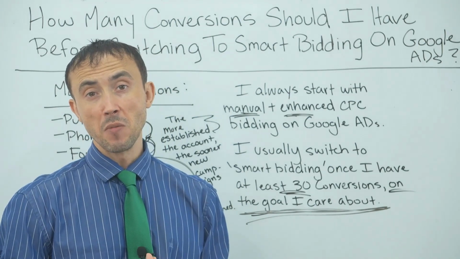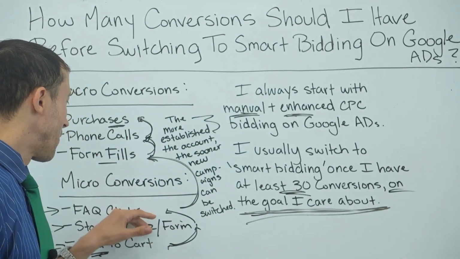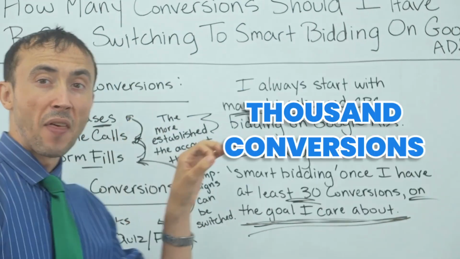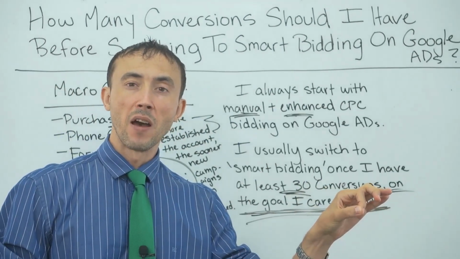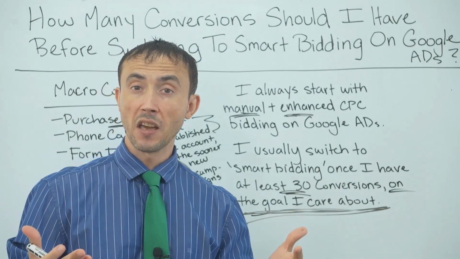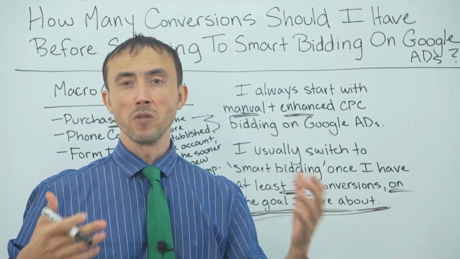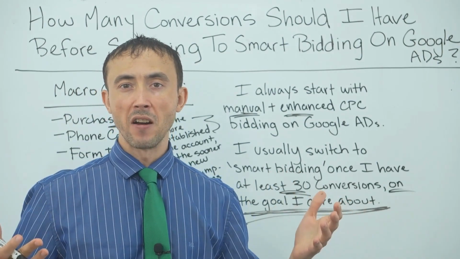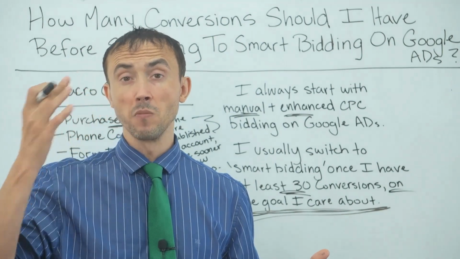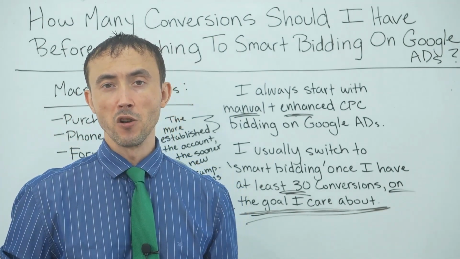And in the grand scheme of things, you may have 1,000 of these add to cart, FAQ button clicks or whatever before you get 30 purchases. And that 1,000 conversions, by the way, is a lot of data for the algorithm that runs the ads to look at. It's actually lots better than 30. In terms of machine learning, the more data, the better the assumptions, the better the predictions the machine learning algorithm can make. There's a big difference between 30 and 1,000 conversions.